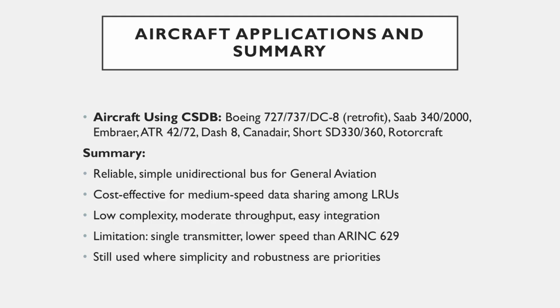CSDB is widely used in general aviation and regional aircraft such as the Saab 340, ATR 42 and 72-8, and several Embraer and Short Brothers models, along with many rotorcraft. In summary, CSDB provides a simple, robust, and low-cost communication method ideal for smaller aircraft, while ARINC-629 supports large commercial platforms requiring deterministic, multi-terminal communication.